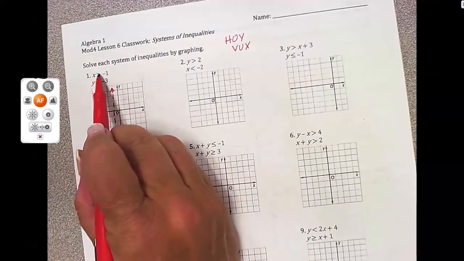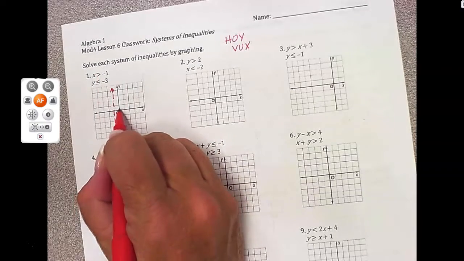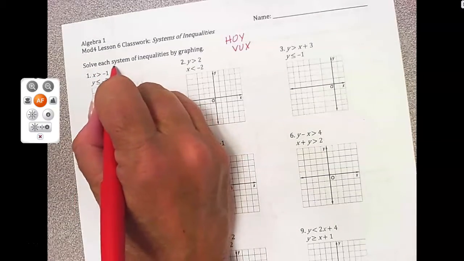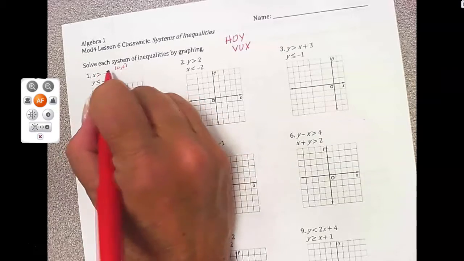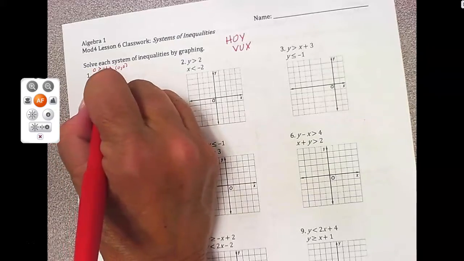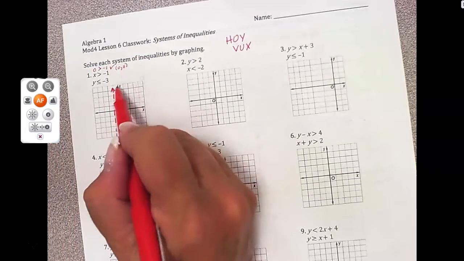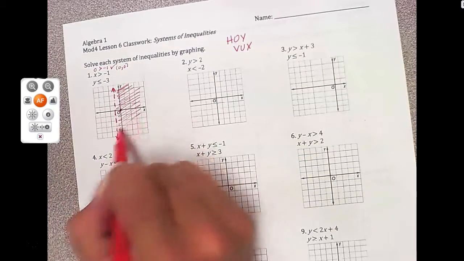To decide which side to shade, x is greater than negative 1. I'm picking a point over on this side, so I'm going to pick 0, 0 for my test point, plug in 0 for the x, and see if it's true. Is 0 greater than negative 1? Yes. So that means I'm shading to the right of my line.